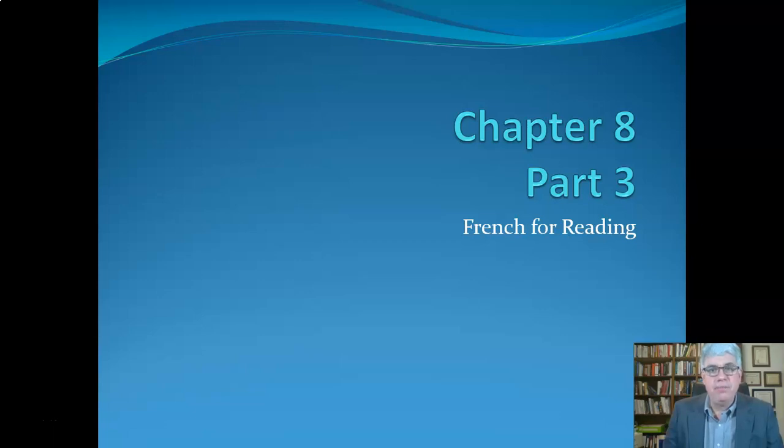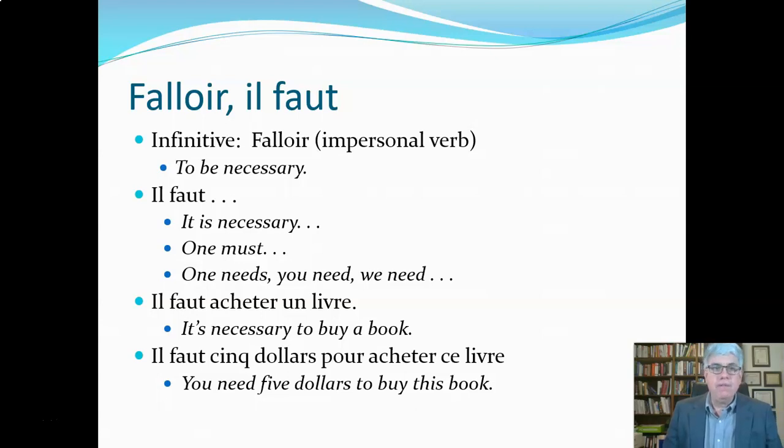Let's look at the third part of Chapter 8, French for Reading. We're going to focus on a special verb called falloir, and it's a defective. That means it doesn't exist in all forms. It only exists in a few forms, specifically the infinitive and the third person singular of several tenses. And in the present tense, it's conjugated il faut. Falloir is the infinitive. Il faut is the expression.